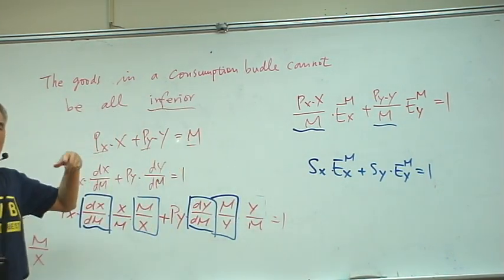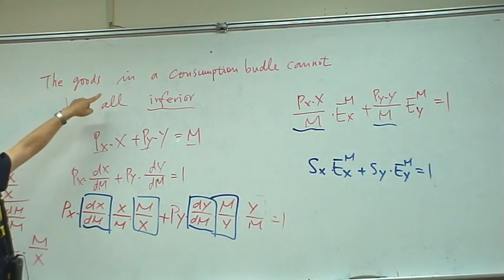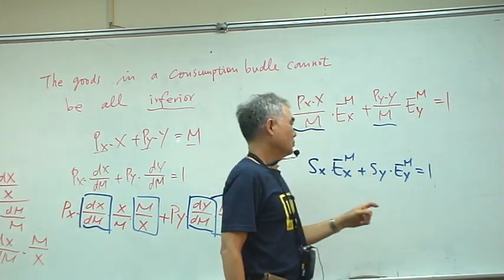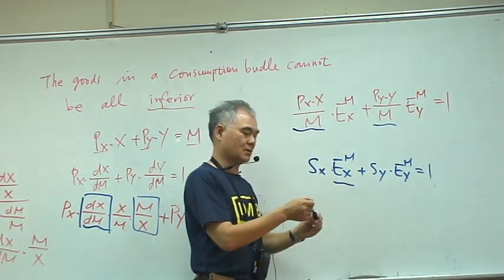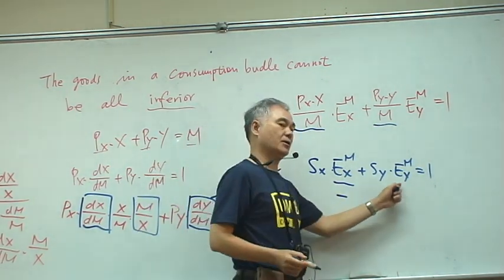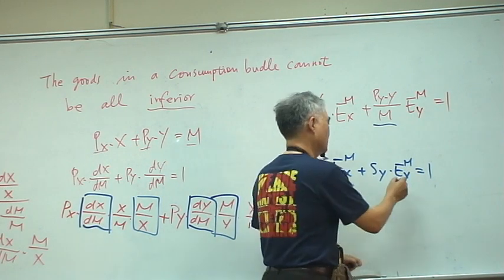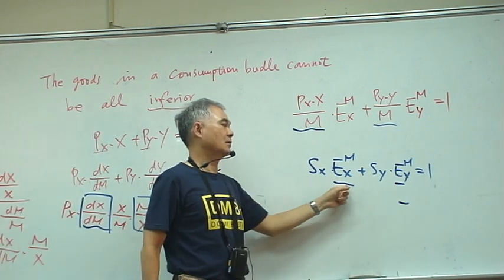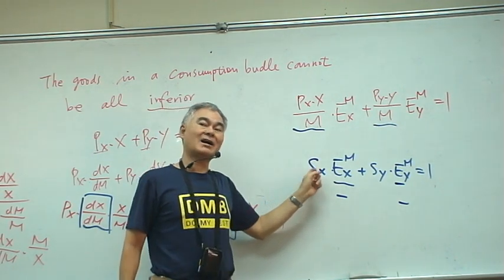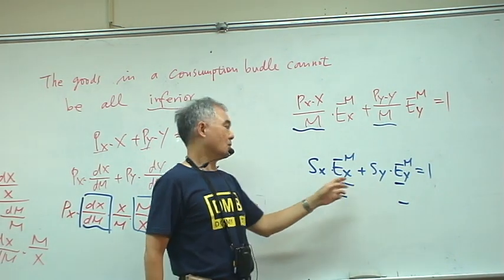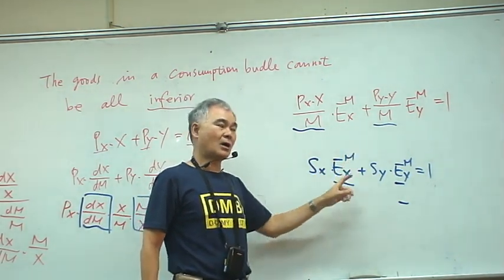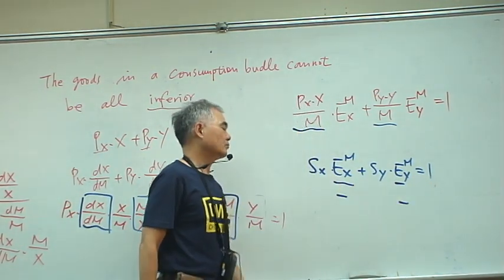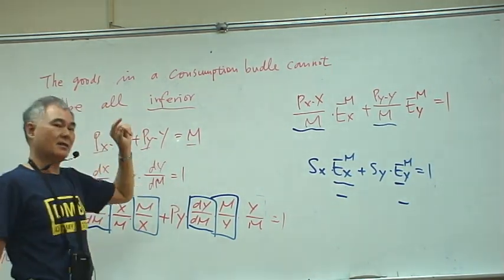Remember what we are going to discuss is this part, right? This is the statement: the goods in a consumption bundle cannot be all inferior. So why? If it is inferior, what would be the value of this one? Positive or negative? Negative. And if it is inferior, what will be here? Positive, negative? Negative. So you see that? If the goods in the consumption bundle are all inferior, it means that this will be negative, and here it has to be non-negative, positive or zero, right? So if the goods in your consumption bundle are all inferior, it will be negative, negative. So this part will be negative. Can it be equal to 1? No. So because of that, we know that the goods in the consumption bundle cannot be all inferior.